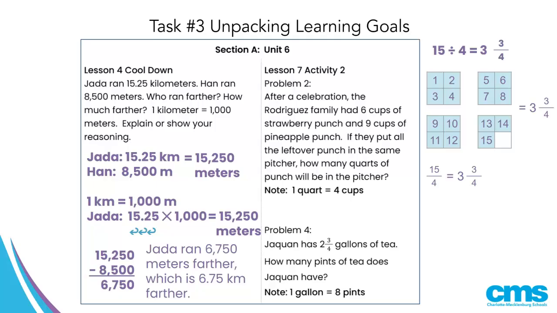Since pints are smaller than gallons, we will have more pints than gallons. So we multiply 2 3/4 times 8. Let's use the distributive property and multiply 2 times 8 and add that to 3/4 times 8. That would be 16 plus 24/4. And 24/4 is 6, so it's like 16 plus 6. So 16 plus 6 is equal to 22. So our answer is 22 pints.